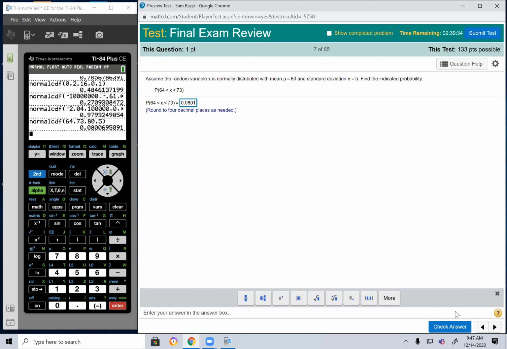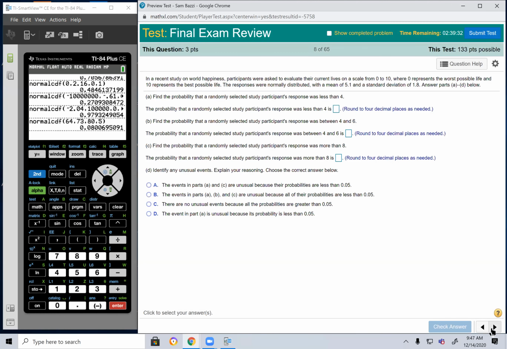And let's move on. In a recent study on happiness, participants were asked to evaluate their current lives on a scale from 0 to 10, where 0 represents the worst possible life and 10 represents the best possible life. The responses were normally distributed with a mean of 5.1 and standard deviation of 1.8. What's the probability a randomly selected study participant response was less than 4?